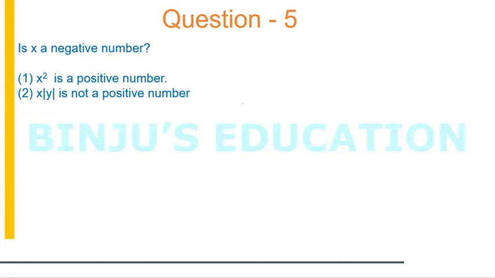All right, let's try this one. Is x a negative number? Okay, x is a negative number, so we are trying to find out if x is less than 0.